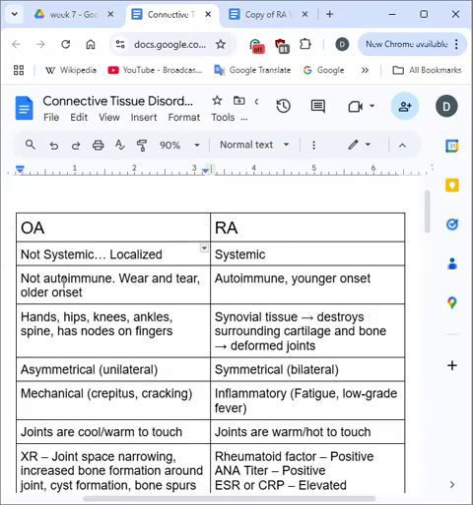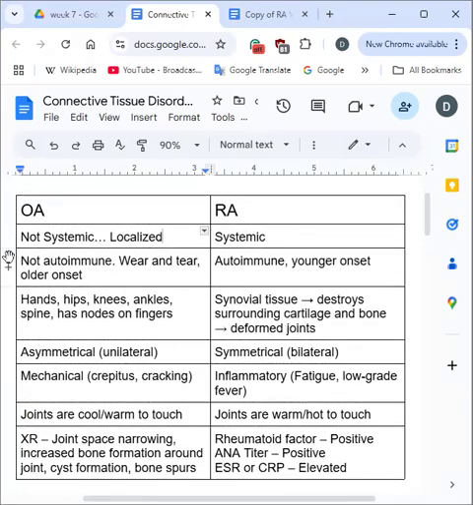Osteoarthritis, the main thing to think about with that one is this is a localized condition. It's essentially a wear and tear condition, while rheumatoid arthritis is an inflammatory systemic condition. So it comes with systemic symptoms, as opposed to OA, which is pretty much focused on that joint that got worn down. So here we can see OA compared to RA.